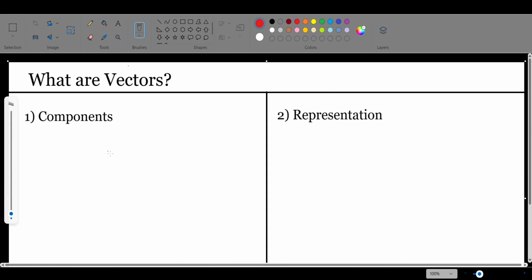Now, as I said, a scalar is just a single value, a single numerical value. But vectors, on the other hand, have more than one numerical value to them. So they have components. Let me write that down. Vectors have components. That means that they can have one or more numerical values associated with them.